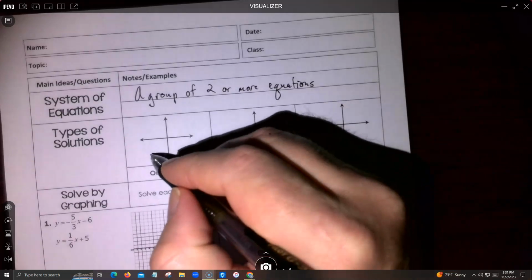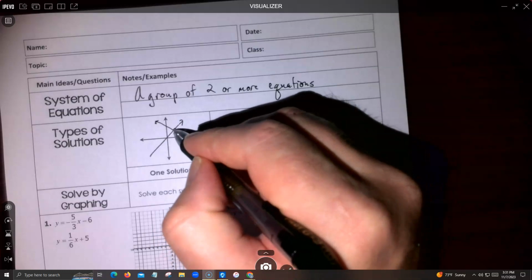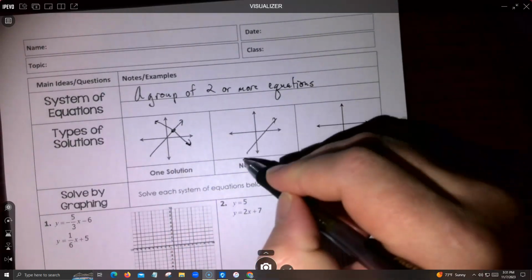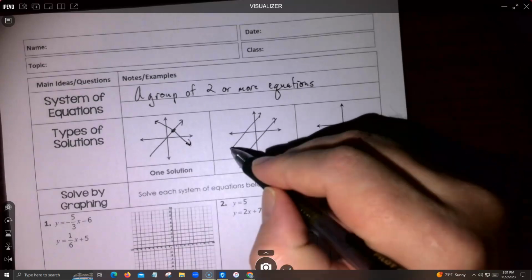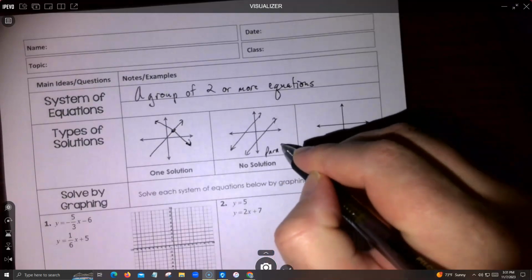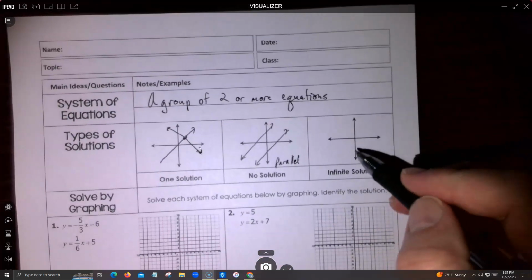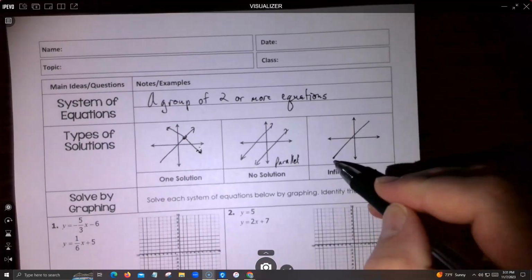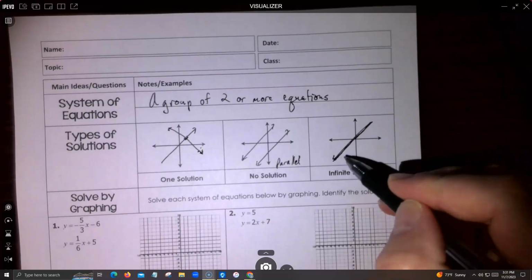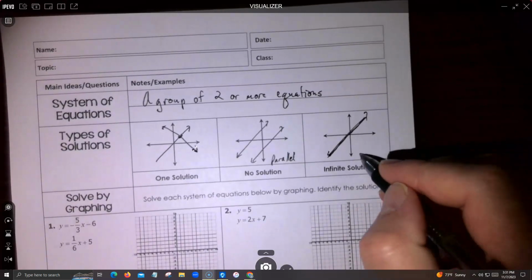The first one is when the two lines that we're talking about intersect at one point. Then we have where the lines have the same slope. Basically, they're parallel lines, and they would be considered to have no solution because there's no point of intersection. And then we have an instance where one line has actually landed on top of the other line, so this would be considered to have infinitely many solutions. It looks like the same line.